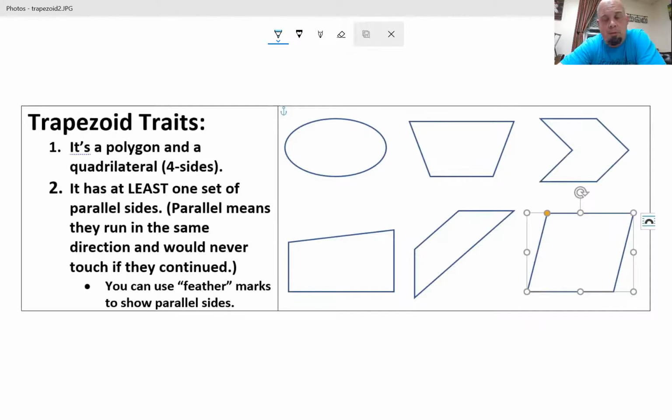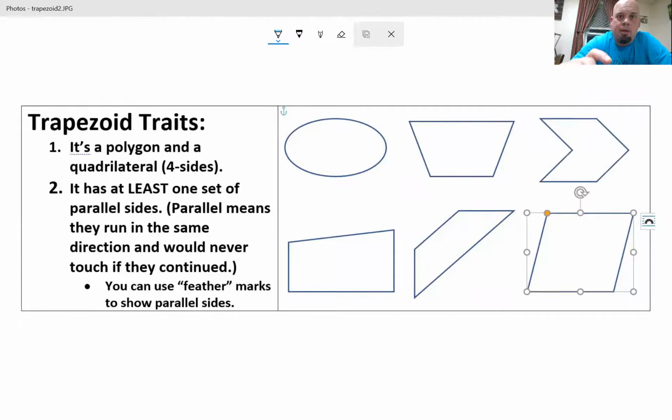And parallel means that they run in the same direction, and if they continued on forever, they would never touch. So think like train tracks. Same set of train tracks, travel the same distance apart, and they keep staying that distance apart for as long as they go. They might cross other tracks, but that's not the same set of tracks. So parallel lines mean they run in the same direction and will never touch. You can mark those and show them on your drawings by using something that we call a feather. And we'll get to that, and I'll show you in a minute.